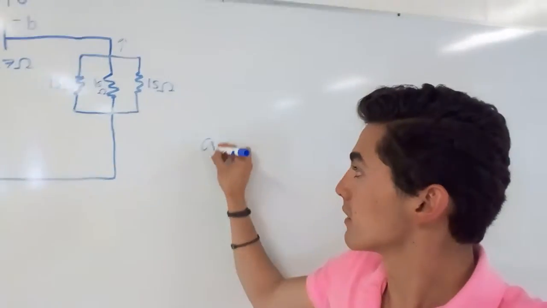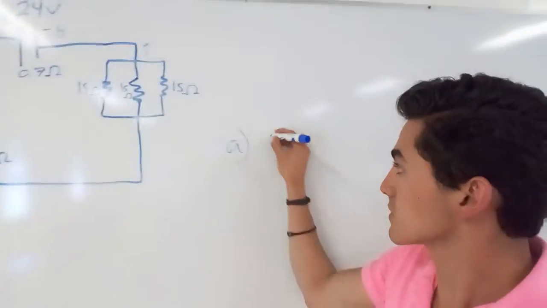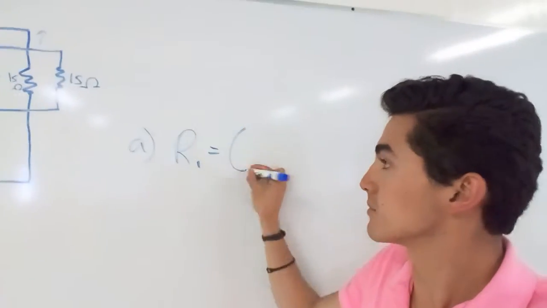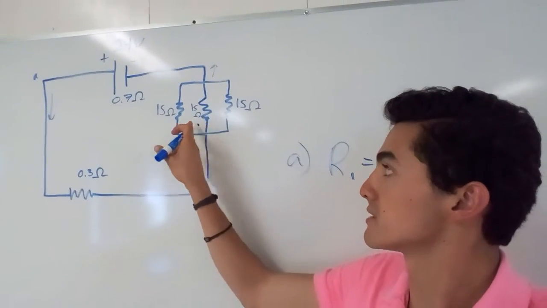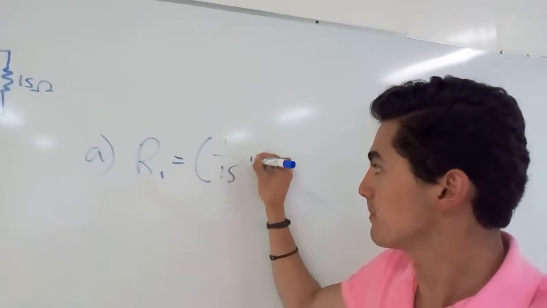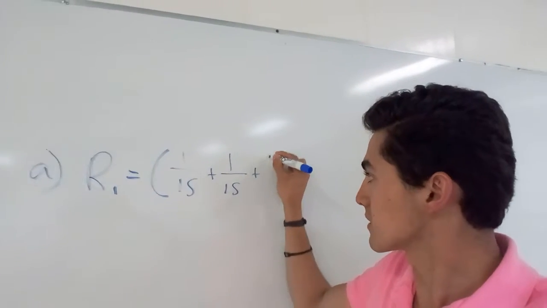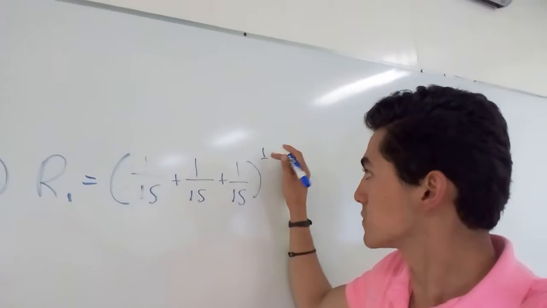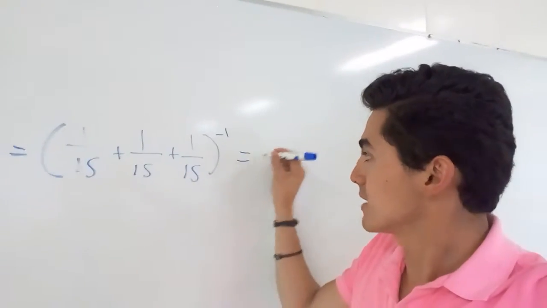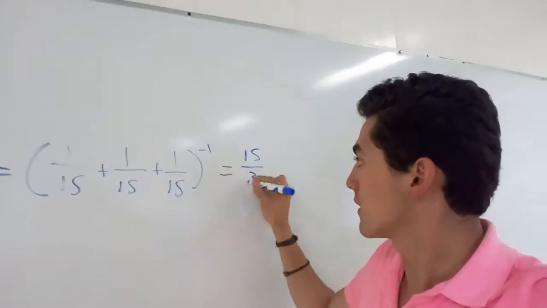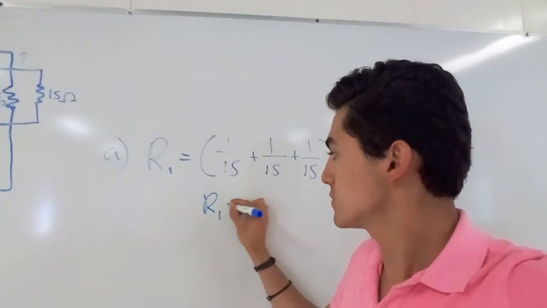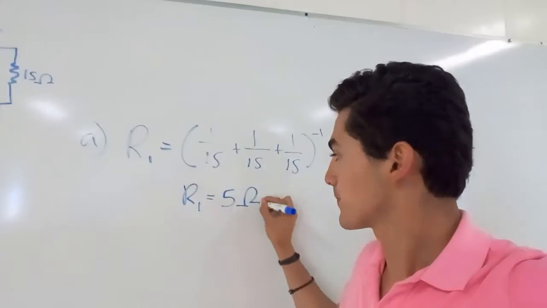So for the first part, we have to take into consideration that the resistance of 1 is the sum of all the resistors in here that are in parallel. So we have to sum them up like this because they are in parallel, and we have to do it the inverse. Once we sum them, we will obtain 15/3 ohms, that this is equal to 5 ohms.